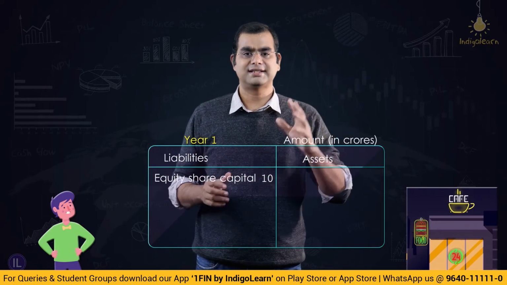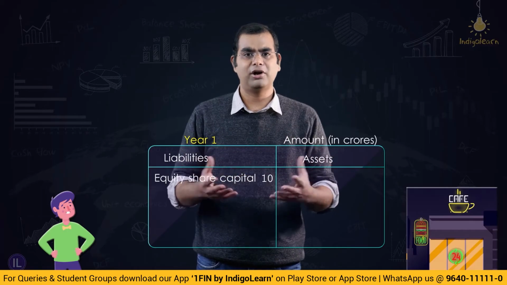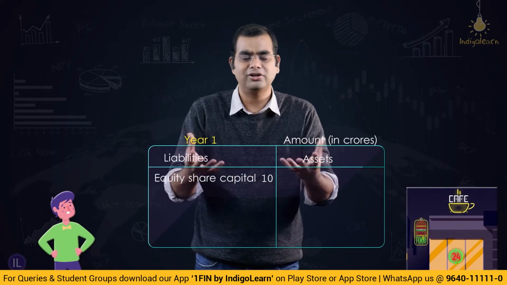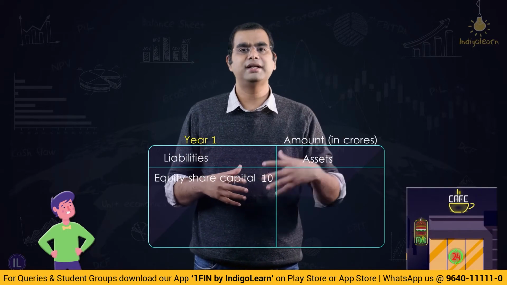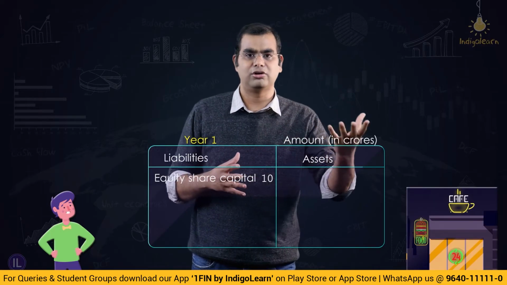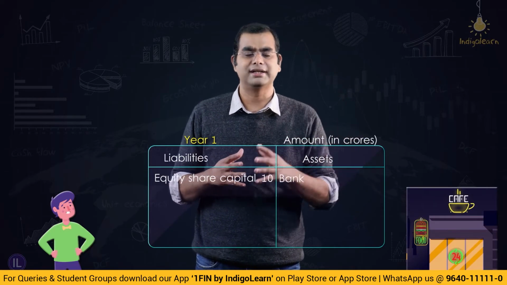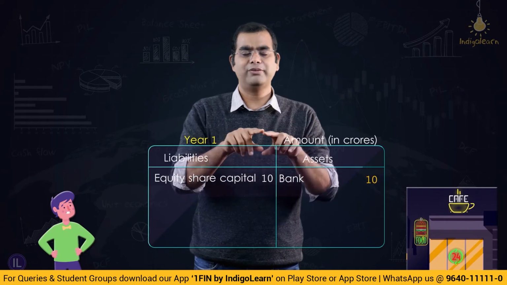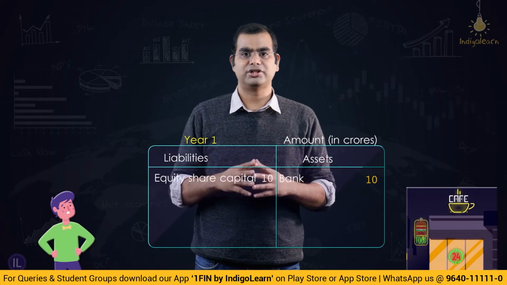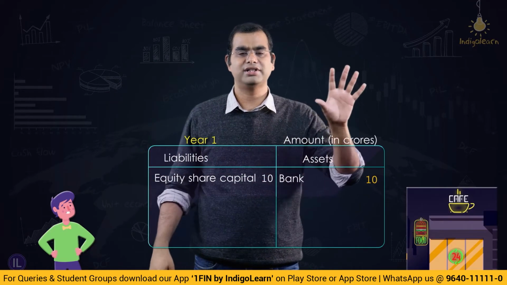Then on the asset side, that is deployment of funds, you have not deployed it anywhere, but you have given the money to the company. So where is that money lying? The money is lying in its bank account, right? You have opened a bank account and the money is lying in the bank account. This company has only one line item on either side of the balance sheet. One is equity share capital, the other one is cash, right?